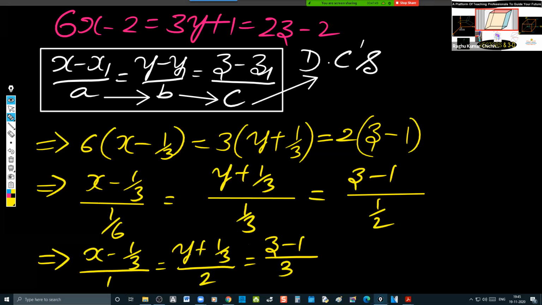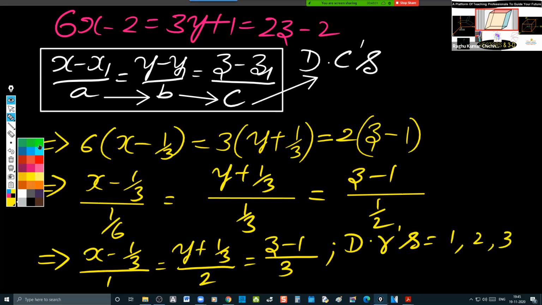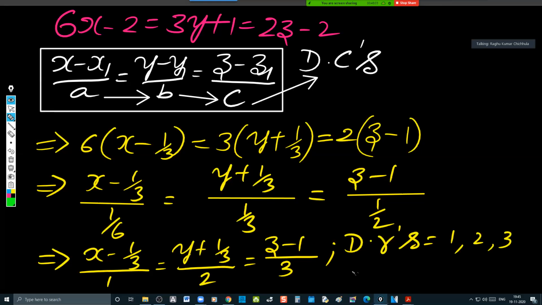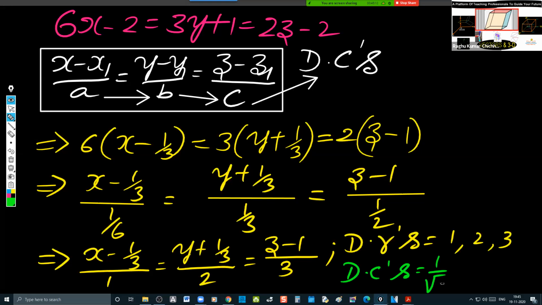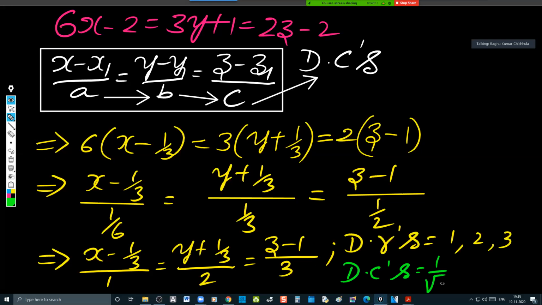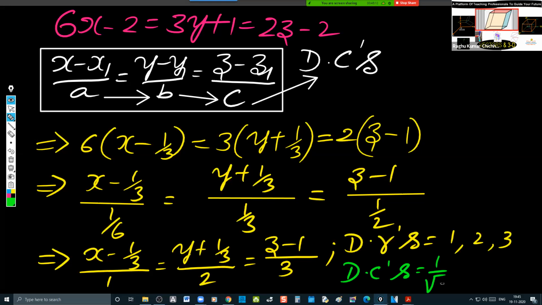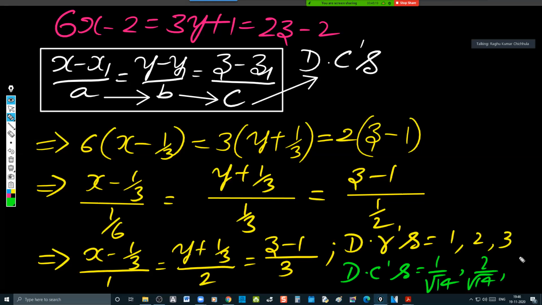So what are the DRs now? DRs are equal to 1, 2, 3. Now tell me the DCs for this. Sir, 1 by root of 1 square plus 2 square plus 3 square. Correct, 1 by root 14. Then 2 by root 14, and 3 by root 14.